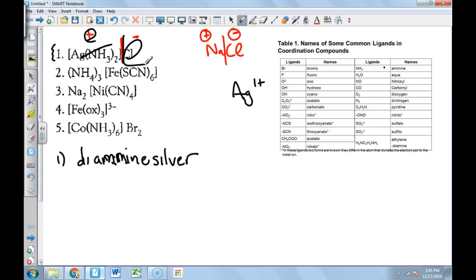Now what about this? Well, that is the anion half of this, the negative half, and it's not a metal. It's not some sort of coordination compound. It's not some sort of coordination ion. It's just chlorine. So just like when chlorine is alone, it's chloride. So this is diamine silver chloride.